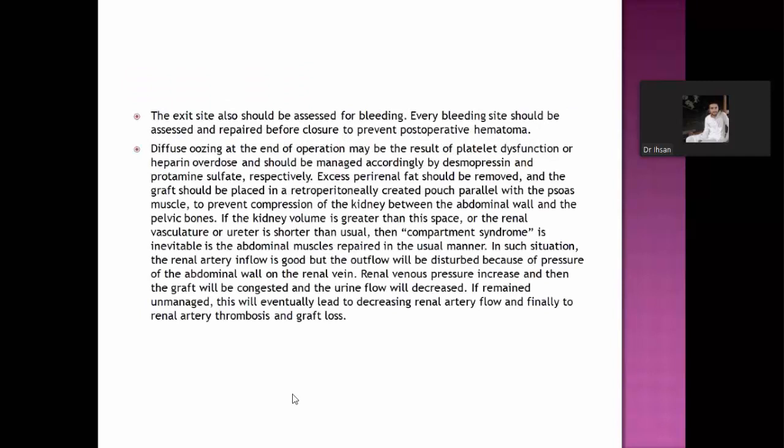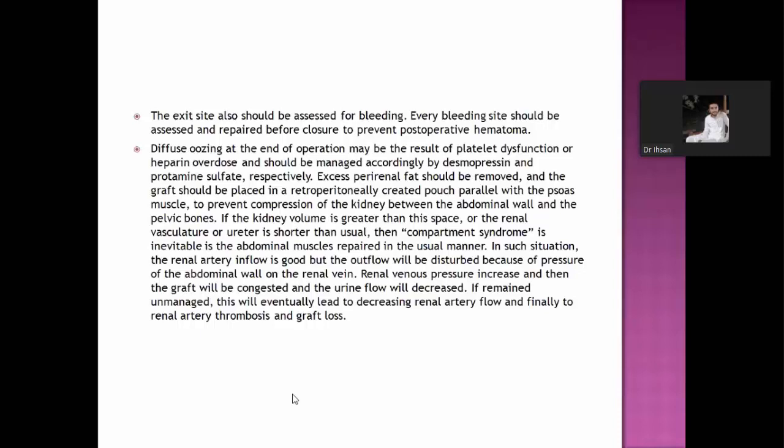The exit site also should be assessed for bleeding. Every bleeding site should be assessed and repaired before closure to prevent post-operative hematoma. Bleeding at the end of the operation may be the result of platelet dysfunction or heparin overdose and should be managed accordingly by desmopressin and protamine sulfate, respectively.